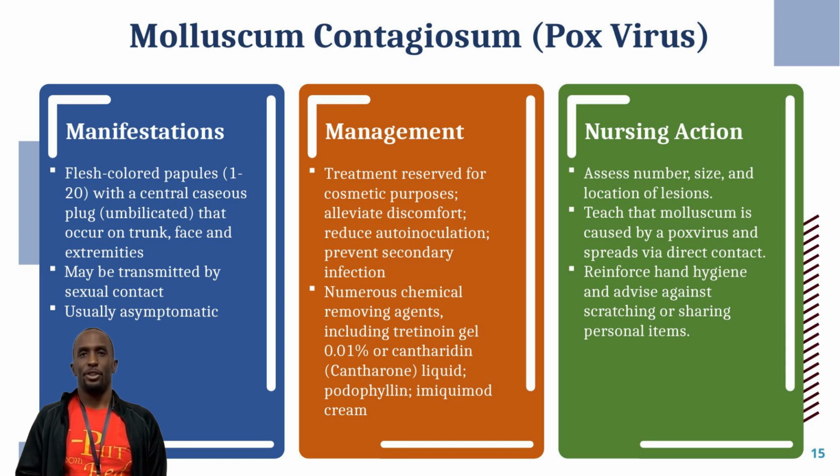Molluscum contagiosum presents as flesh-colored papules with a central plug, often on the trunk, face, and extremities. It's usually asymptomatic but can spread through direct contact, including sexual transmission. Management focuses on cosmetic treatment, discomfort alleviation, and infection prevention using agents like tretinoin gel or imiquimod cream. Emphasize hand hygiene and avoid scratching or sharing personal items.